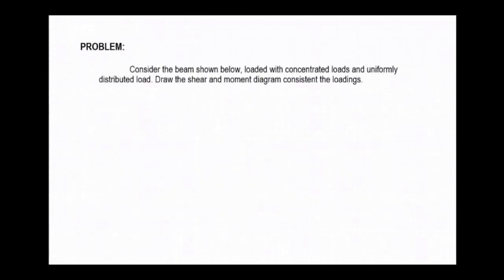We have here our first problem. Consider the beam shown below, loaded with concentrated loads and uniformly distributed load. Draw the shear and moment diagram consistent with the loadings.